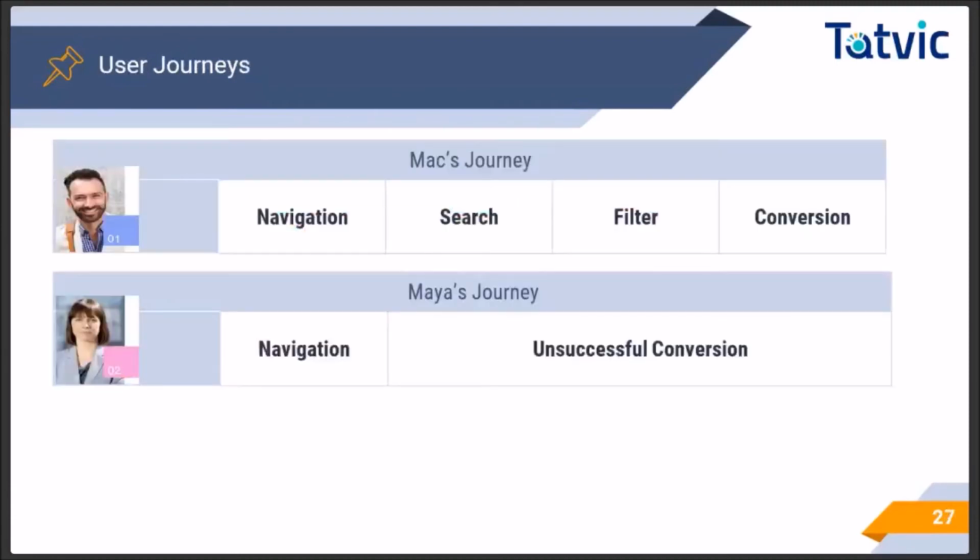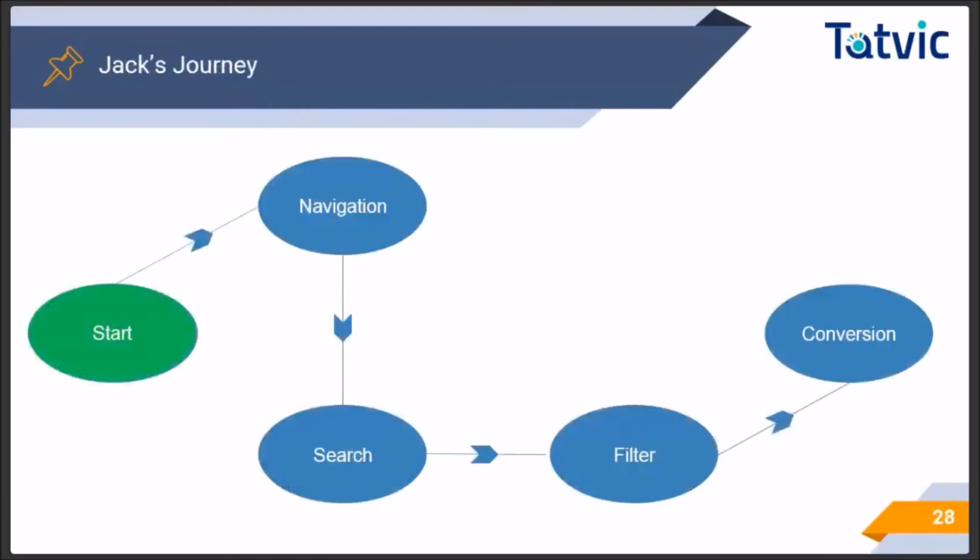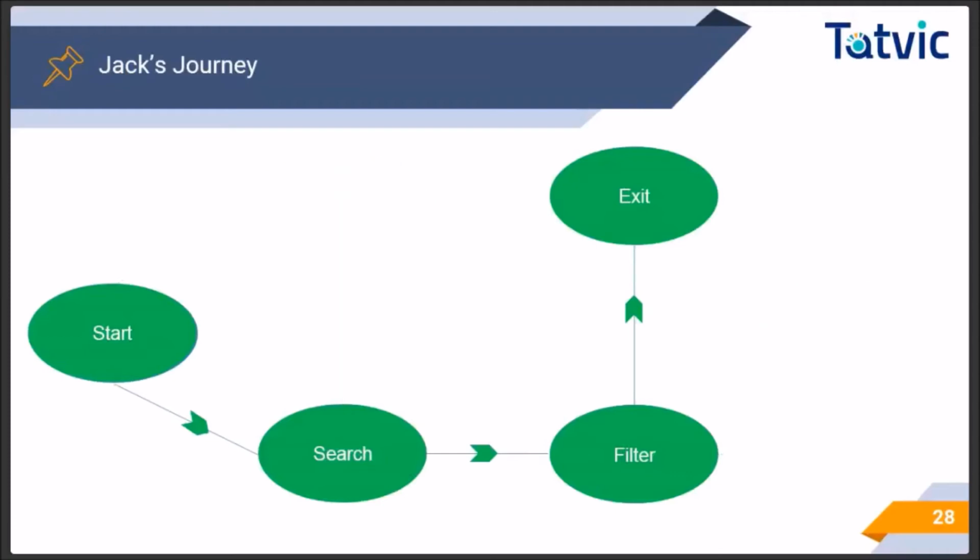Let's see for another person. That's Jack. Jack comes from start. He goes to search. He uses filter. Probably he will also be a profitable customer. Let's see. No, from filter he has moved to exit. He has exited the website, which also means that my filter functionality, whether it was for brands, for price, or for a particular color, was not working properly, or maybe he didn't find the products that he was looking for, right?